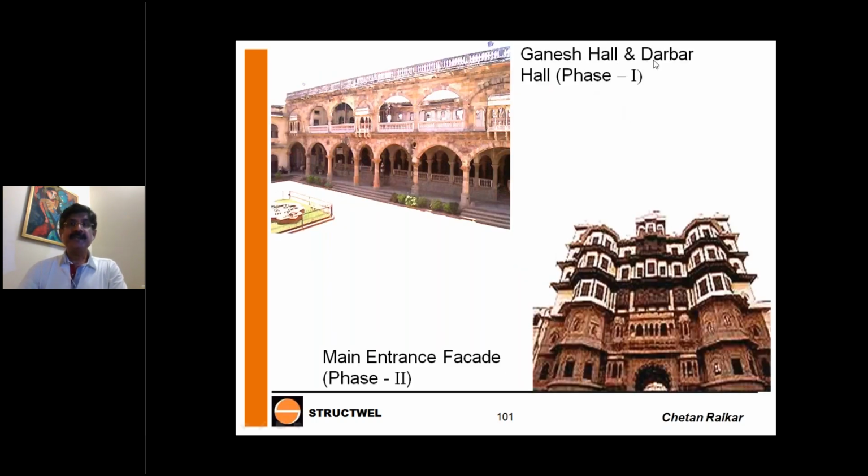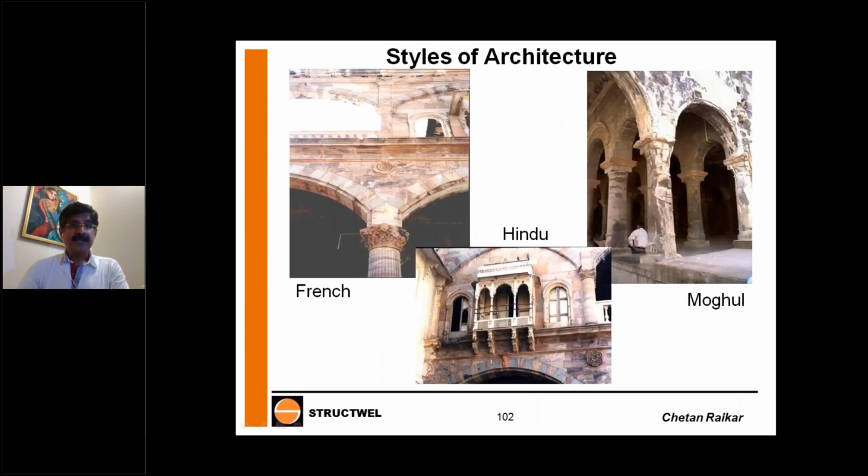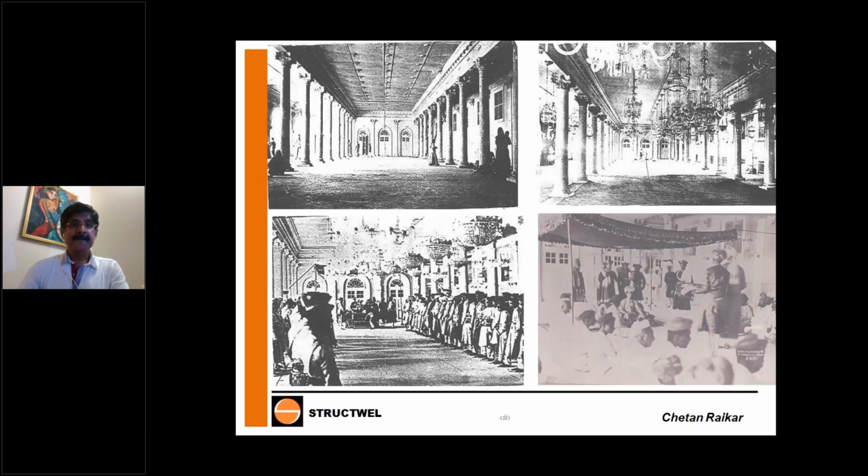The project was divided into phase 1, in which we do Ganesh Hall and Darbar Hall, and phase 2 is a 7-story entrance facade structure. 7-story, yes. A 7 manzilana building, 250 years ago. The lower 3 floors are in wood and stone, and the top 4 floors are in wood. It's beautiful, but due to paucity of time, I'm only covering phase 1. It has 3 different styles of architecture: French style, Hindu style, and Islamic style.